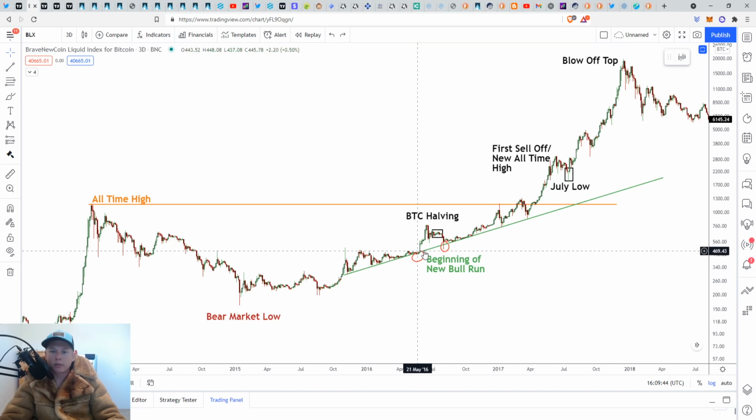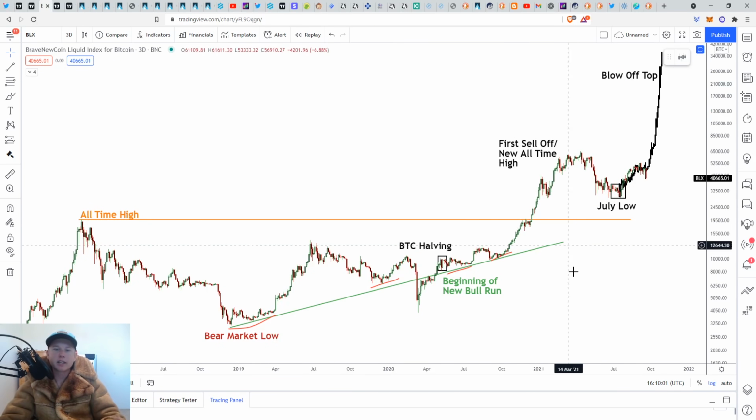We start this uptrend, higher highs, higher lows. We make the first breakout past those all-time highs. We capitulate in July, and capitulation once again stays well above that previous trend line that pretty much began the bull market. And this is what takes us to that final blow-off top.